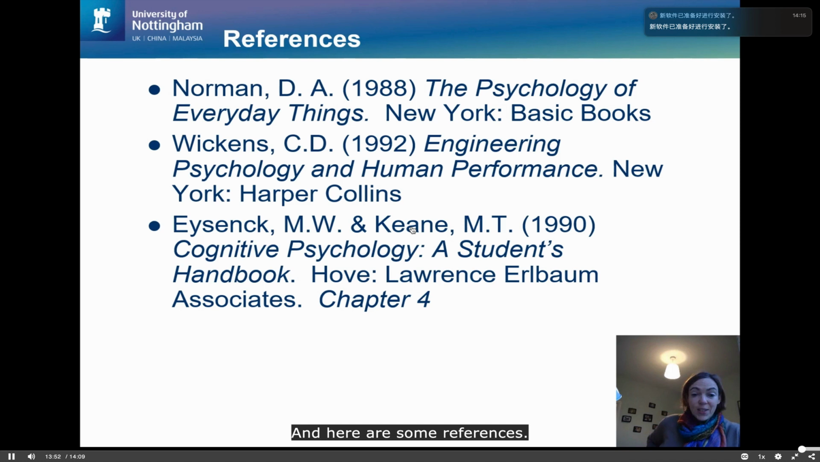And here are some references. The Donald Norman book is particularly helpful if you want to take a look at mental models. It's a really easy read, and it is worth trying to get hold of that book if you can, and just take a read of that.